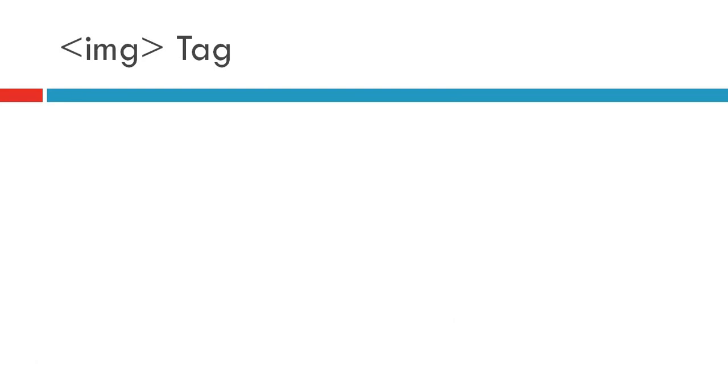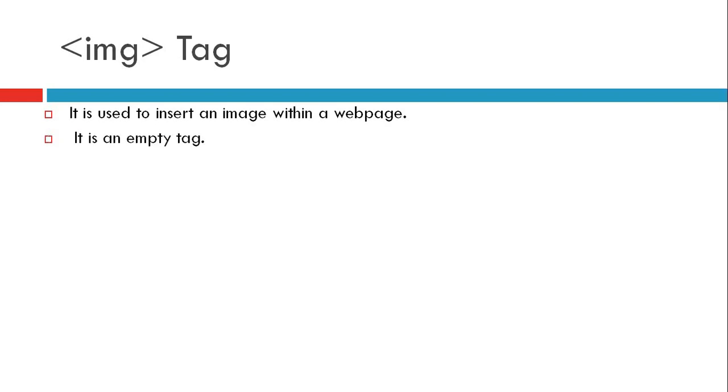Now, if we want to insert images on a web page, we have to use Img tag. Img stands for image. Img is a standalone tag. It means it doesn't have a closing. It is an empty tag. Img tag is used to insert image within a web page. So thus it doesn't have a closing.